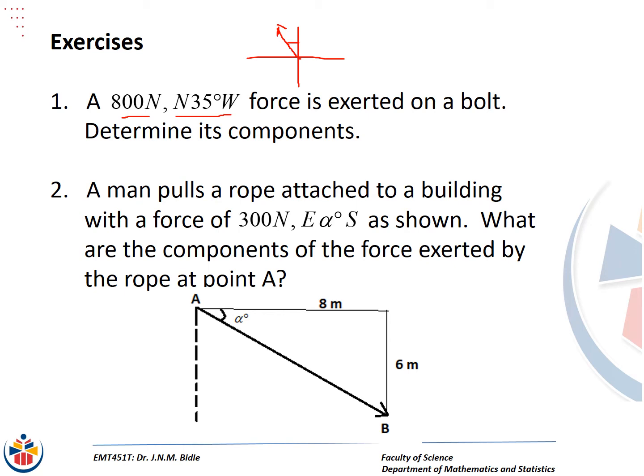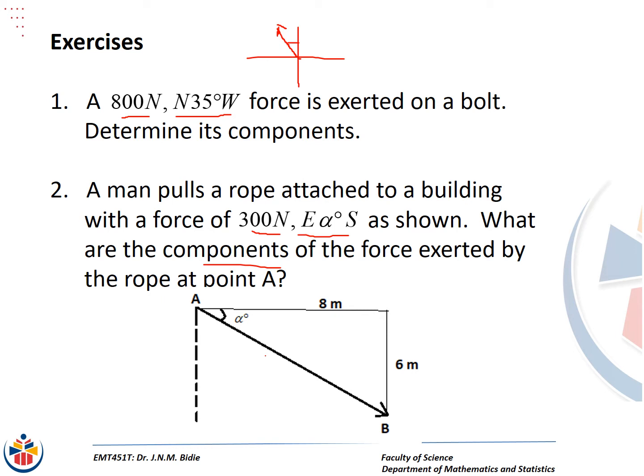And then we go to number 2. A man pulls a rope attached to a building. Note that we've been given the force that is 300 newtons east, alpha degrees south. So that means it's in the fourth quadrant. So you start east and going south. Now you've been given 8 meters and 6 meters. So we need to get the resultant and then find that angle, which is alpha. And then answer the question, what are the components?